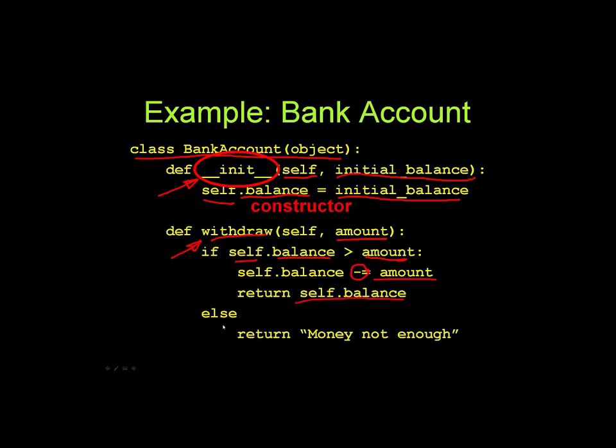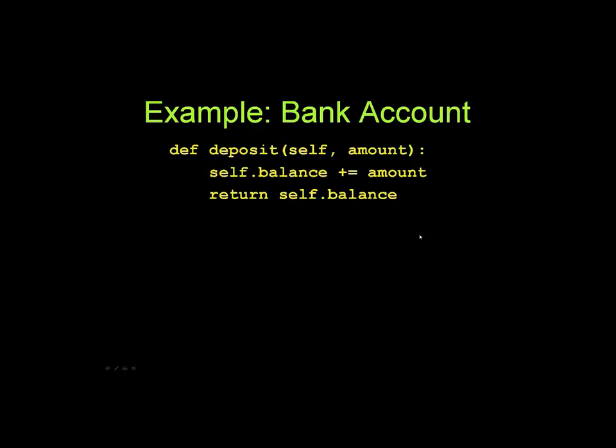If you don't have enough money, that means your self balance is less than amount, obviously you can't withdraw, so you return "money not enough." This is not just a bank account where you can take out money, you also put in money. Here you can deposit an amount, and then you take your self pointer, the reference to yourself, and you find the associated balance variable, and you add the amount, and you return the balance.